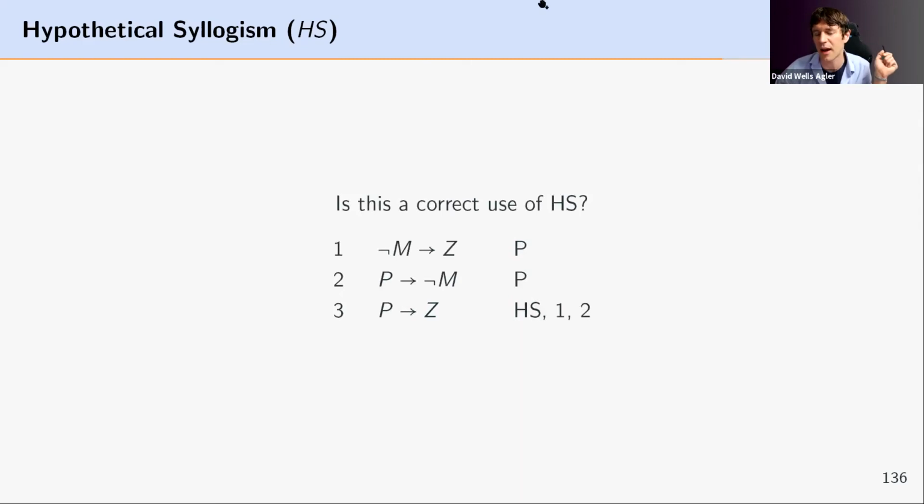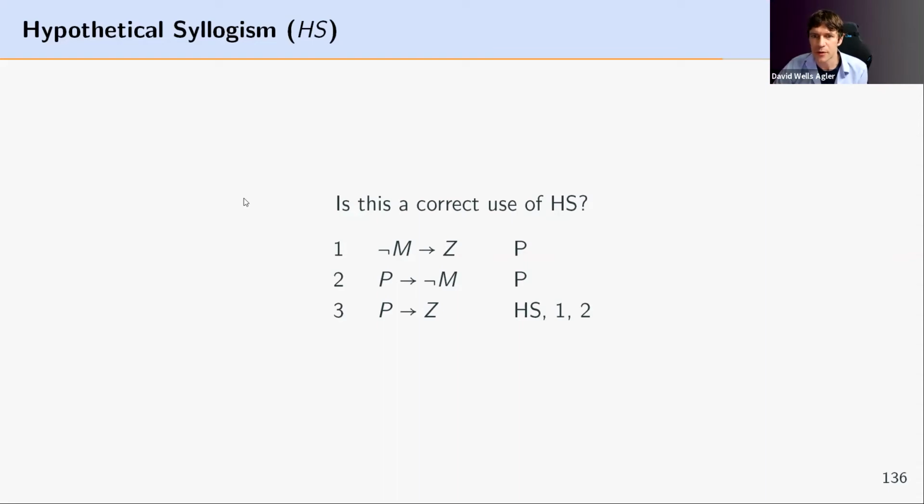Let's take a look at one more example of this. So I just want to get a sense of whether or not you understand the use of hypothetical syllogism. So I'm going to send out a poll. If you just simply answer yes or no, the question is, is this a correct use of hypothetical syllogism?